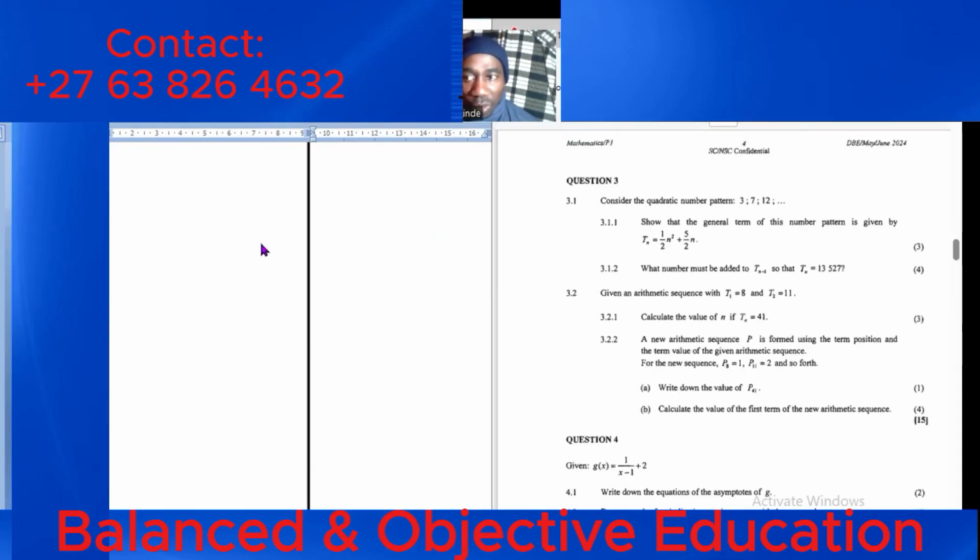Question 3.1. In question 3, we were told to consider the quadratic number pattern 3, 7, 12. The first question here is, show that the general term of this pattern is given by Tn equals half n squared plus 5 over 2n.